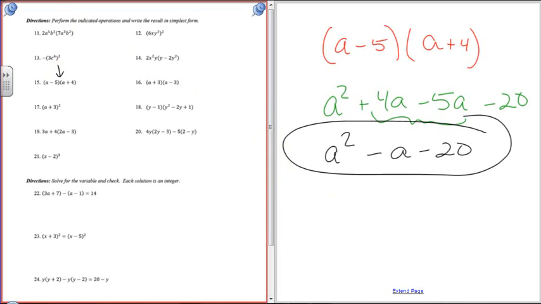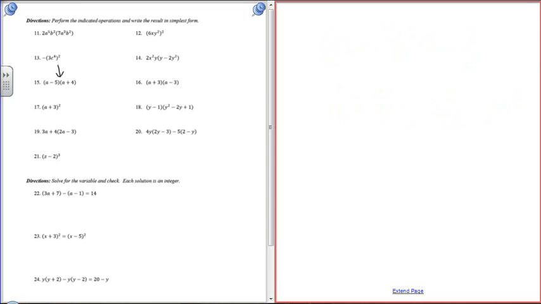In number 16, waste a lot of time and get no credit. Number 16, first terms a squared, outer terms negative 3a, inner terms positive 3a, last terms negative 9, but notice that these two are going to drop out.